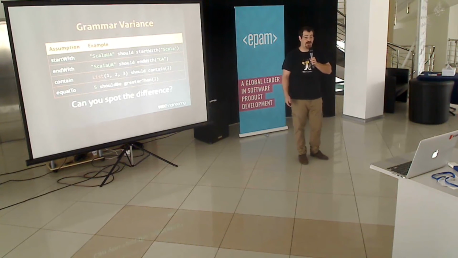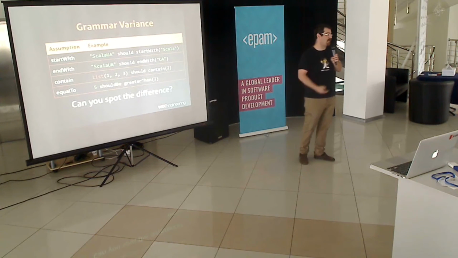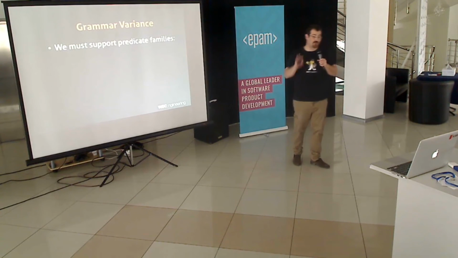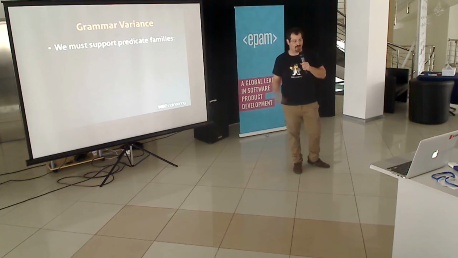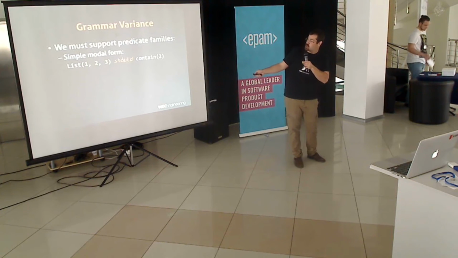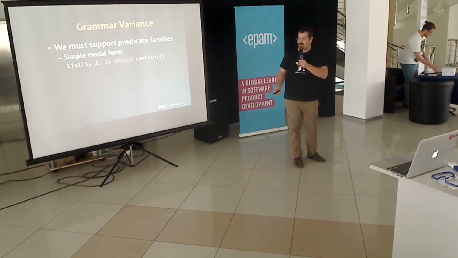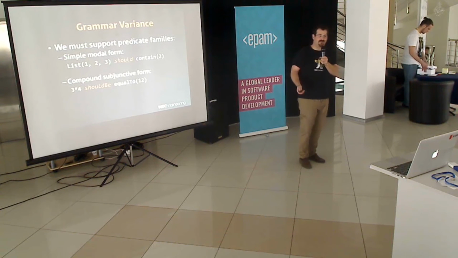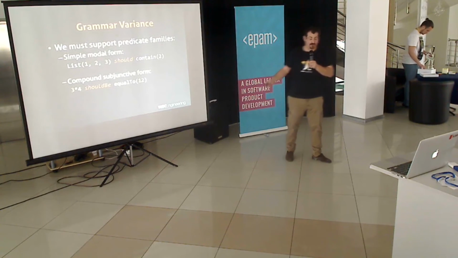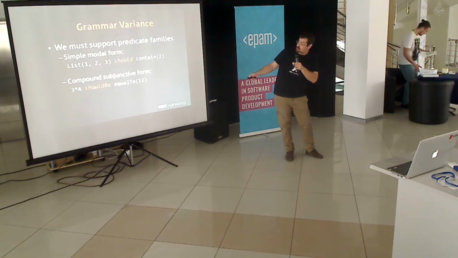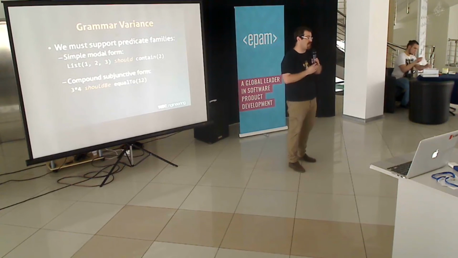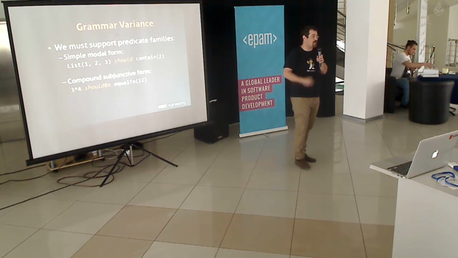And that is because we're trying to mimic English, and we're trying to have our sentences make sense. So actually, we have two predicate families, and I'm sorry for the technical language description. That's what Wikipedia says. We have simple modal form, so list 1 to 3 should contain 2. And then we have something called compound subjunctive form. I don't know what that means, but that is what Wikipedia says is the right name for this type of verb, right? 3 times 4 should be equal to 12, right? So we have two families for predicates. We have predicates that require be and predicates that do not.